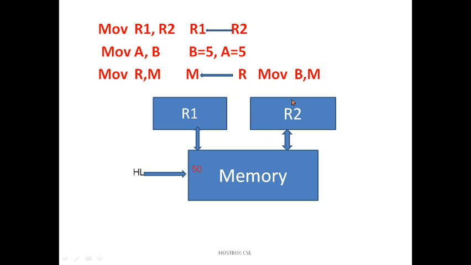Suppose I have data 50 in memory. We have one more register pair called HL, where HL denotes the memory location, and at that memory location I have the data 50. So when I give, for example, MOVE B, M, the memory location pointed to by HL, which holds the data 50, will be copied to B. Like that you can understand the move command.